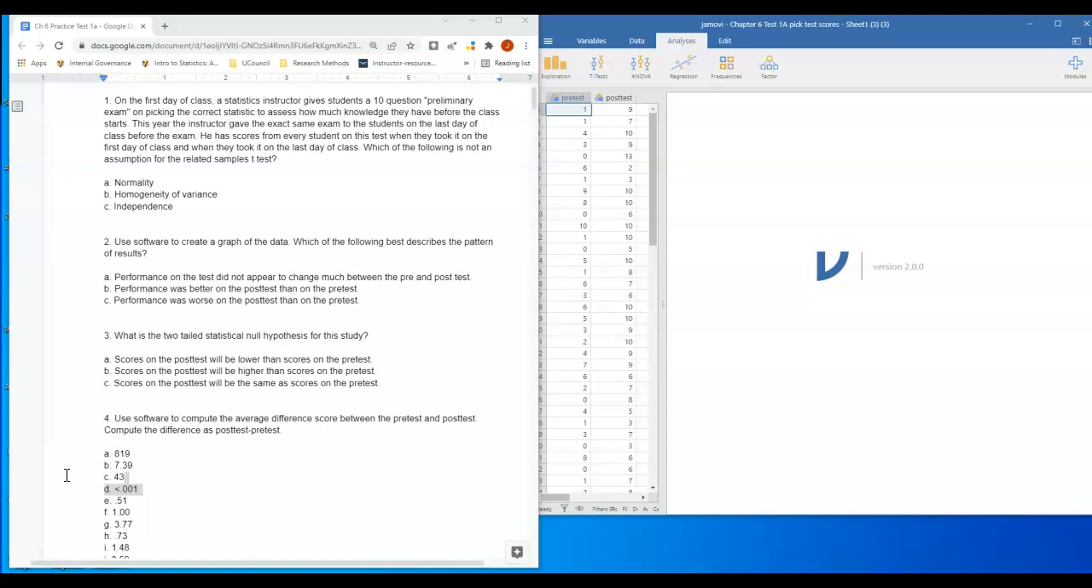Alright, so this first problem sets up the context for the story. On the first day of class, a statistics instructor gives students a 10-question preliminary exam on picking the correct statistic to assess how much knowledge they have before the class starts. This year, the instructor gave the exact same exam to the students on the last day of class before the exam. He has scores from every student on this test when they took it on the first day of class and when they took it on the last day of class. So which of the following is not an assumption for the related samples t-test?